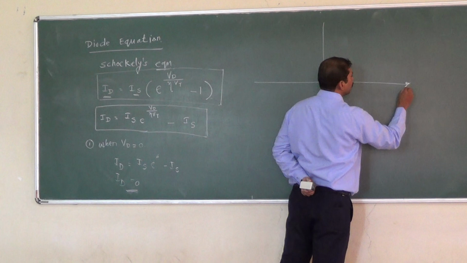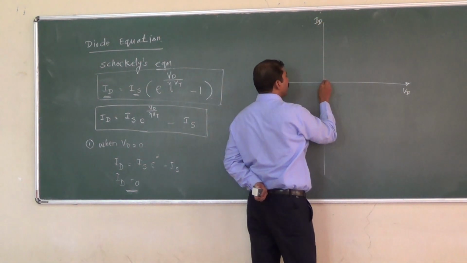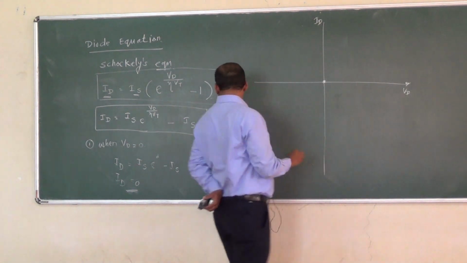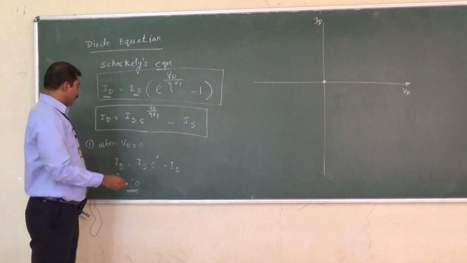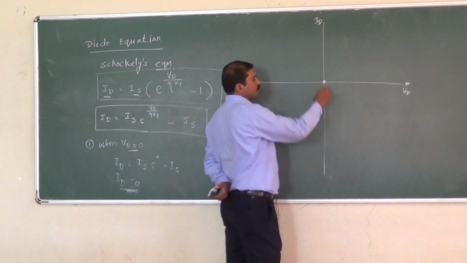So if we see on the VI characteristics, this is Vd, this is ID. This point is represented at the origin, that is 0. For 0 Vd we are getting ID is equal to 0.